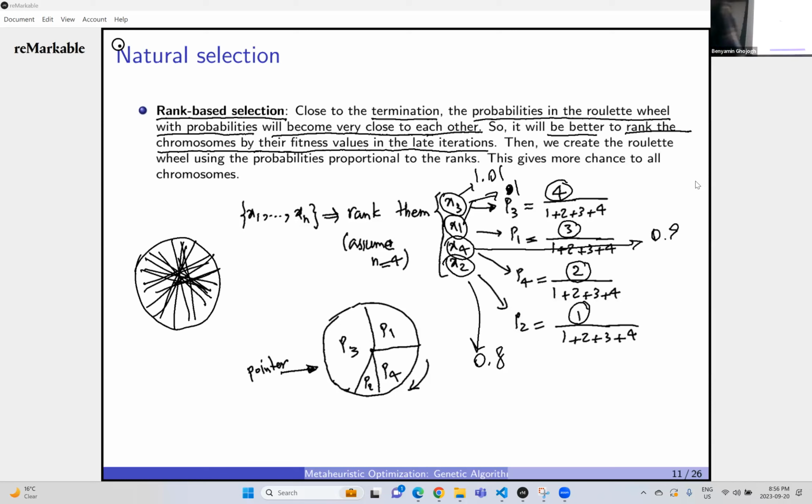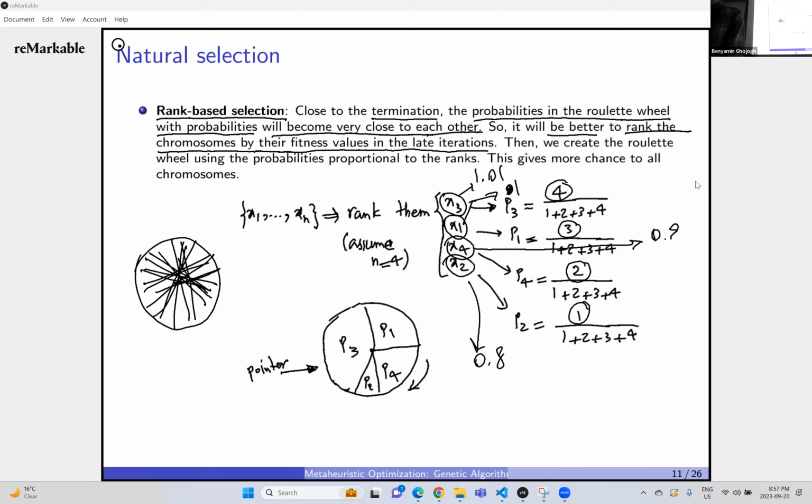Okay, what was your question? Try to increase some people's probabilities, to exaggerate the difference because we want to start to exploit more. So the thing is that at the late iterations, the philosophy of roulette wheel will be questioned because all of them will have the same probability. Then why do you do roulette wheel? You might as well select randomly. Because the simple roulette wheel in the late iterations converges to random selection, and you don't want to do random selection. That's right.